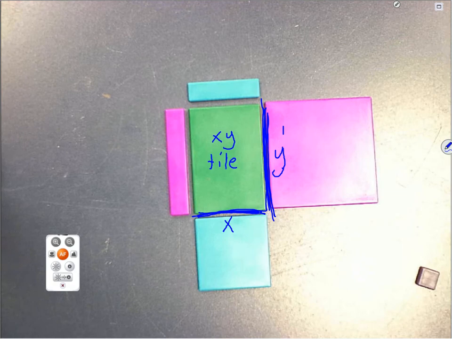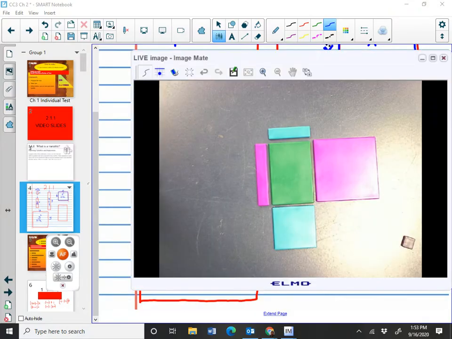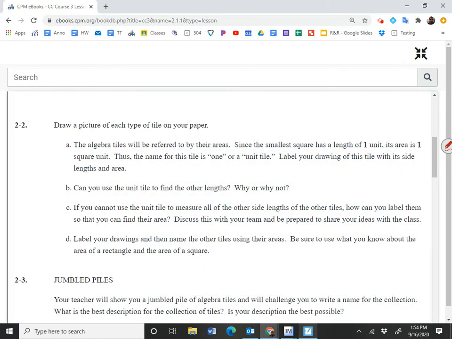X, y tile. So this tile that I've got left over, that I haven't labeled yet, this side is x, this side is y, so this is an x, y tile. X, y tile. There we go. So, ladies and gentlemen, that's an introduction to the tiles that we're working with.